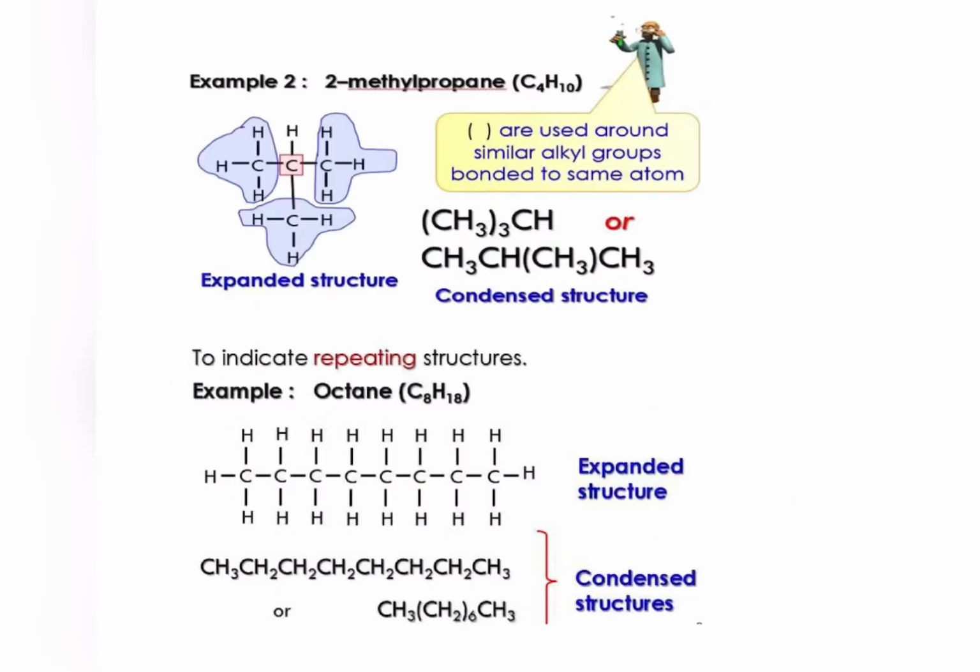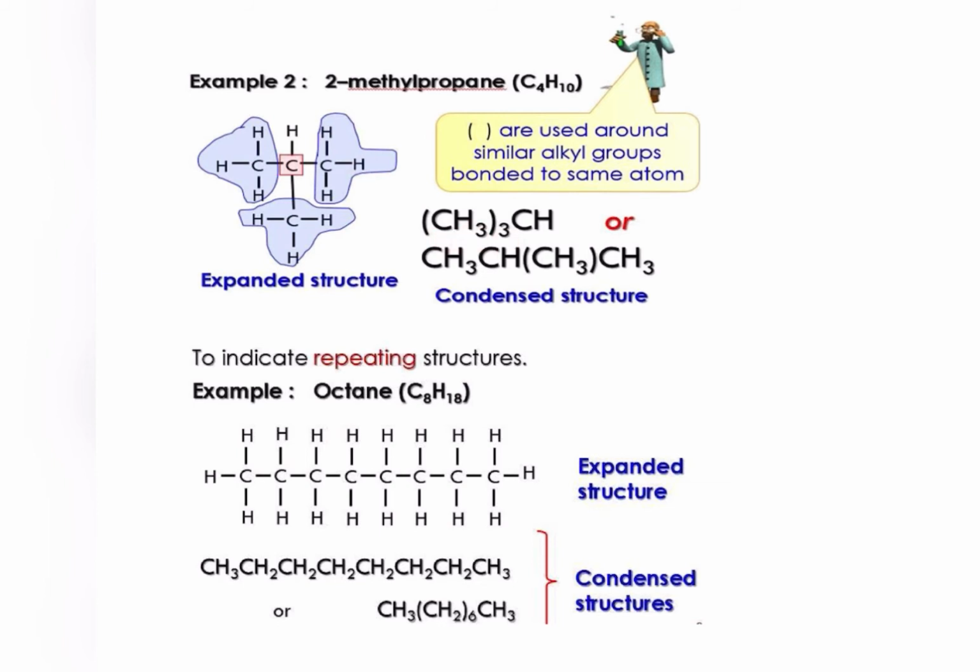I also got another example, 2-methylpropane with C4H10. You can see that we got the expanded structure for 2-methylpropane, and make sure you use the bracket to indicate a similar alkyl group bonded to the same atom. For example, I got the same atom, this carbon in the red highlight. And next, I'm going to put the same groups of CH3 with numeral subscript. As you see here, we got CH3 in bracket with 3 of them.